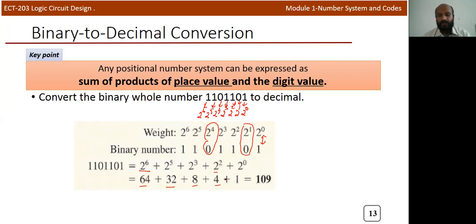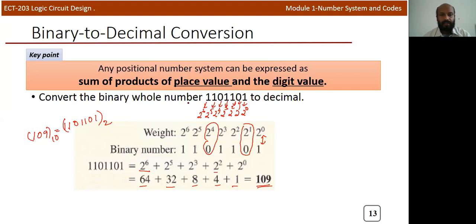So 0 into 2 raised to 1 is 0, and 1. If you add all these quantities you will get 109. So this is actually the representation of decimal number 109. So 109 in decimal can be represented in binary as 1101101, and normally we write it like this to represent the base. This is in base 10 and this is in base 2. It's a very simple thing, just like in the case of decimal numbers.